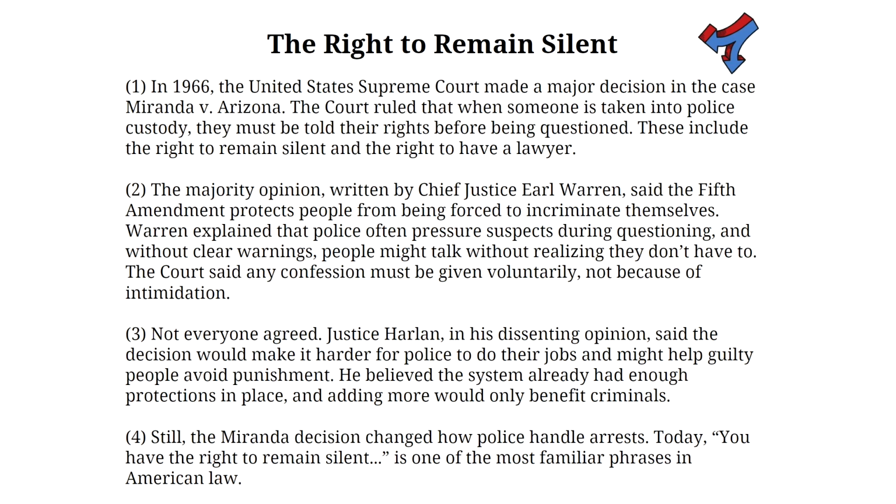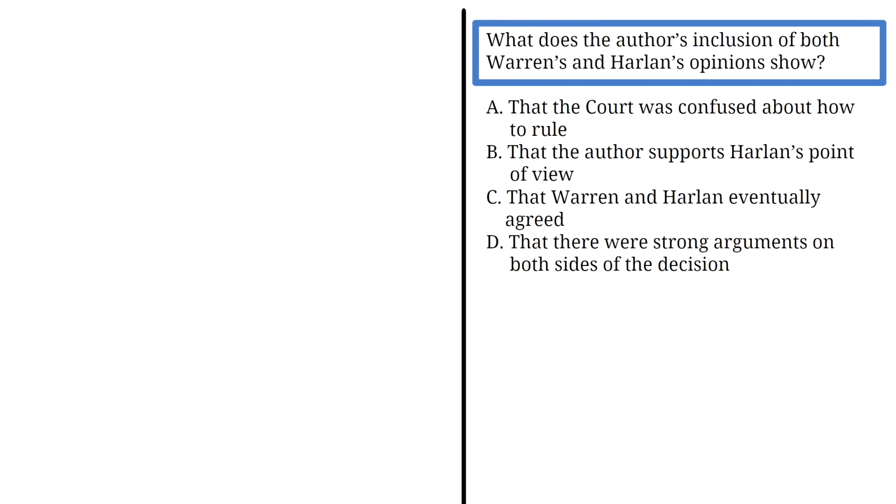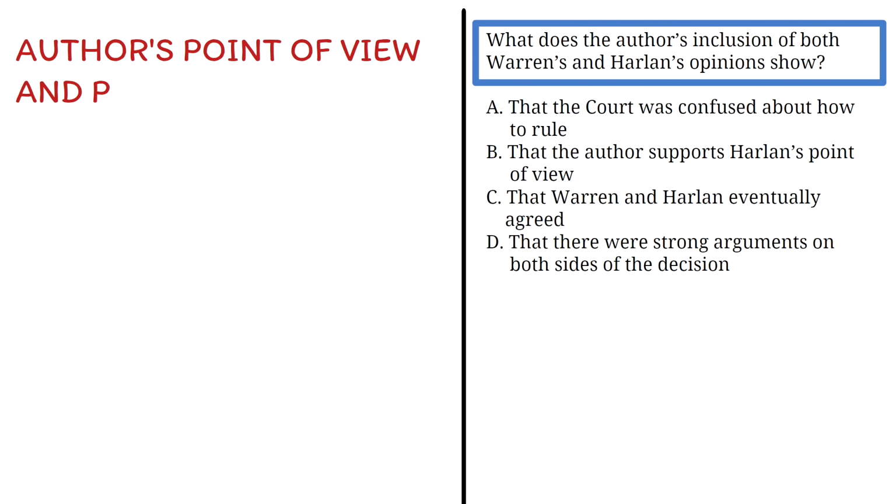Read the passage below, on the right to remain silent, and answer the following questions. What does the author's inclusion of both Warren's and Harlan's opinions show? This question checks your ability to understand the author's point of view and purpose, a key skill to pass the GED Reasoning Through Language Arts test.